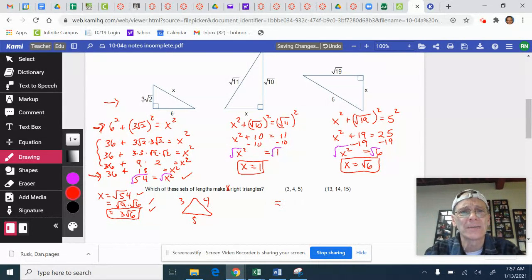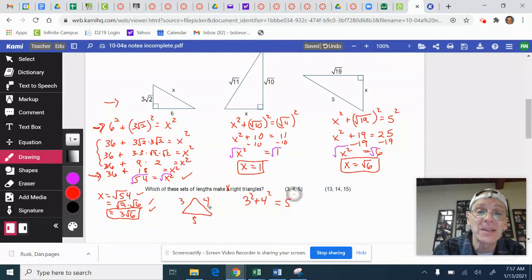Or do I? I mean, think about it. If this is a right triangle, one of these three numbers has to be the hypotenuse and the other two can't be, right? Which one would have to be the hypotenuse? The 5, because it's the longest of the three sides. So I know I've got to plug the 5 in for the C.